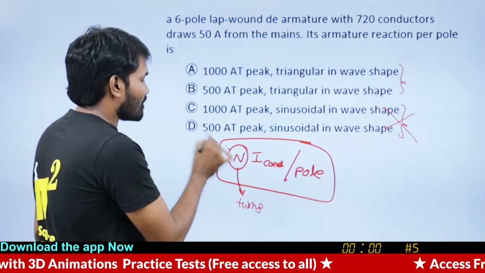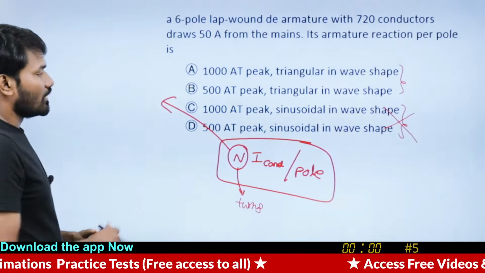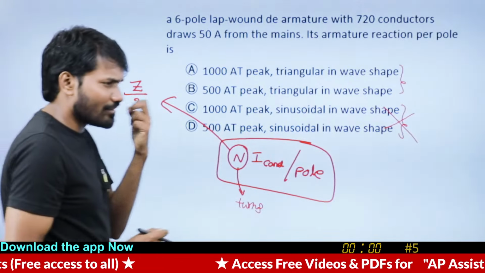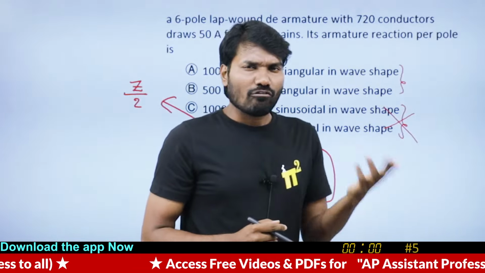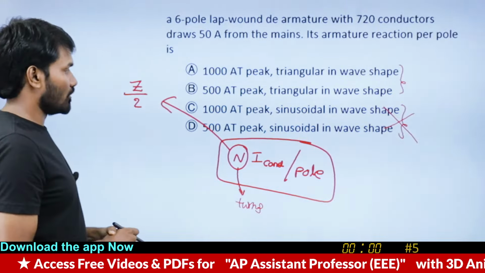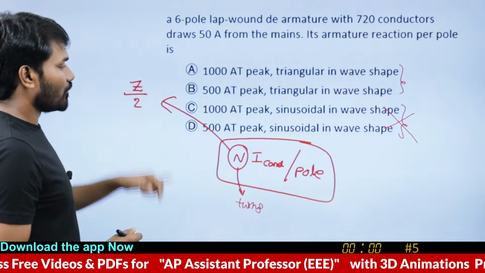So this N is equal to number of conductors by 2. Suppose 100 conductors, that is 50 turns. Okay, 50 turns. So N is equal to Z by 2.